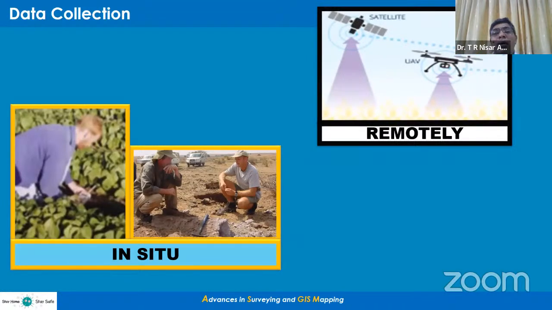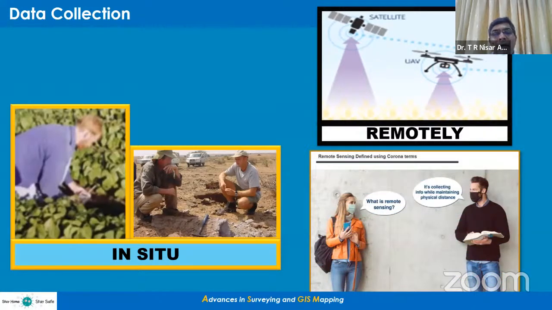The second one is that data can be collected remotely, such as through the Earth observation system, where the data can be obtained from satellites or space-borne, airborne, and now the popular UAVs or drones. This is where the term remote sensing comes into the picture. And in the present day, with the COVID situation, we define remote sensing as collecting information while maintaining physical distance. This exactly coincides with the present pandemic situation.